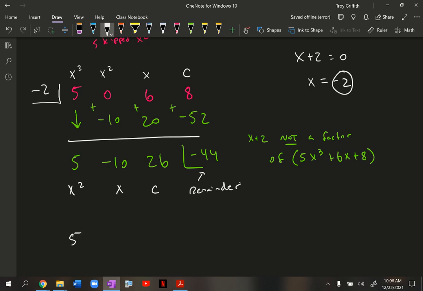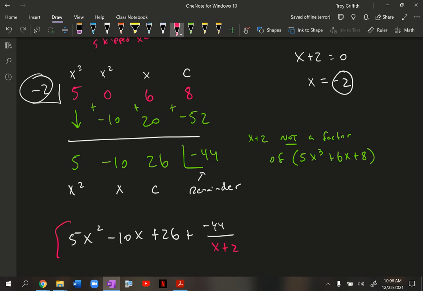Well, this is going to be 5x squared minus 10x plus 26, okay? Plus, and remember how this works is we do the remainder divided by the thing we divided by, our divisor. Now, a lot of students are going to write a negative 2 right here. That is incorrect because we did not divide by negative 2. The thing that we divided by here was x plus 2.